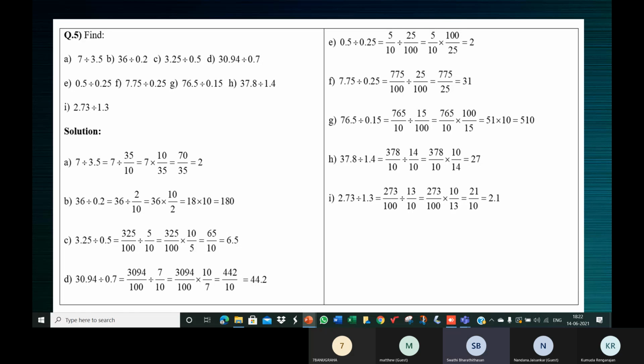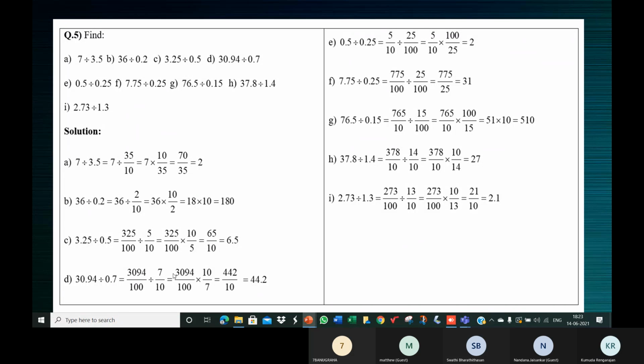Ma'am, in that I have a question. For this one, it is 700, no, ma'am. So for that, by which number can we reduce it to make it 10, ma'am? See, 700, first thing is you could have cancelled the 0 in the numerator and denominator, right? Because when you multiply the numerators, you will get 30940 by 700, correct?